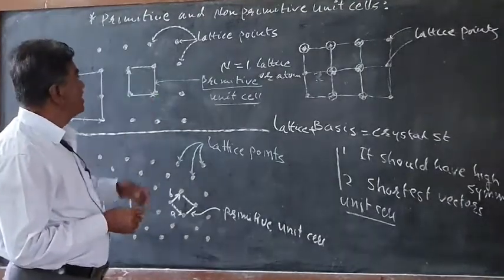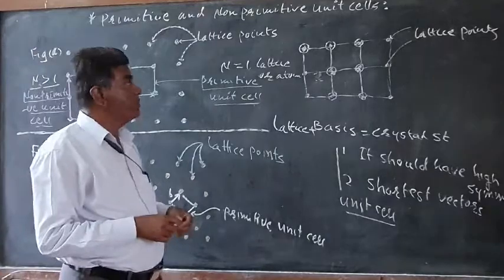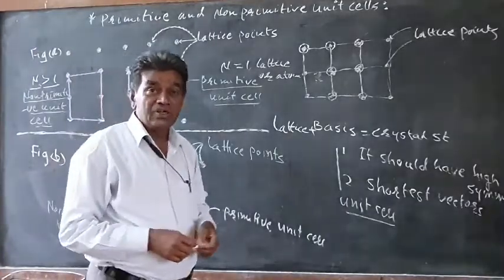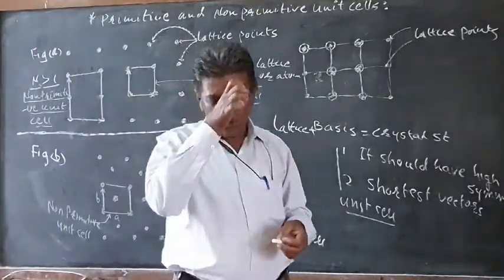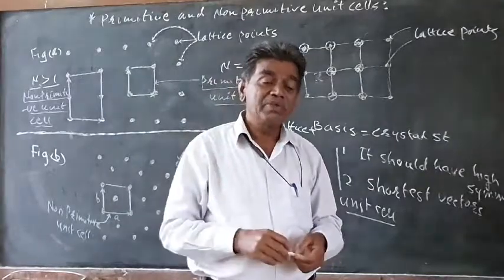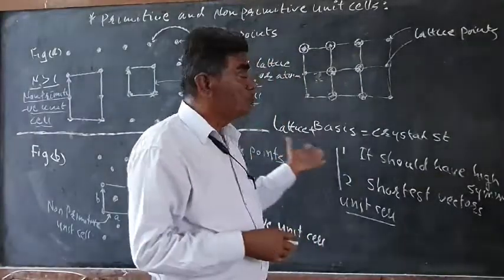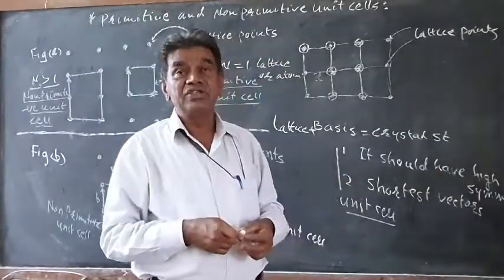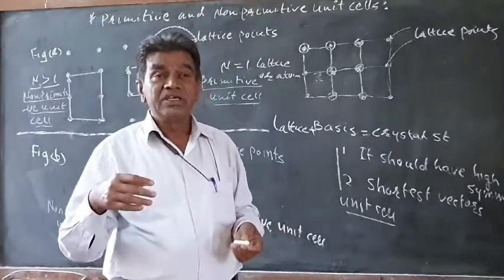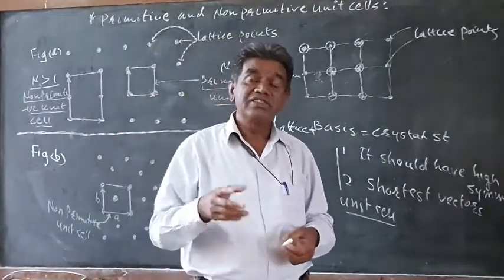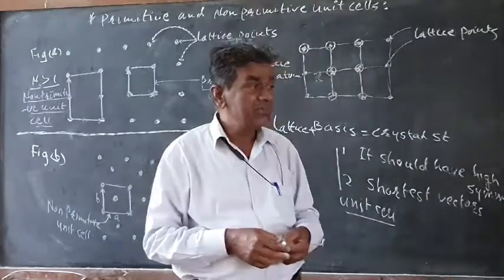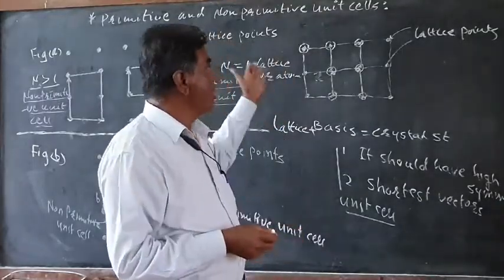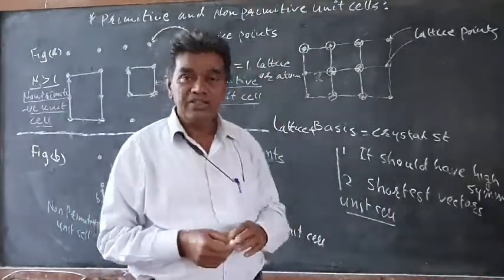So this is regarding primitive and non-primitive unit cells. Today we have seen what is meant by primitive and non-primitive unit cells, and this is useful while studying the unit cells of some crystals, that is simple cubic, body centered, and so on. At those times also we will get the idea regarding the unit cell.